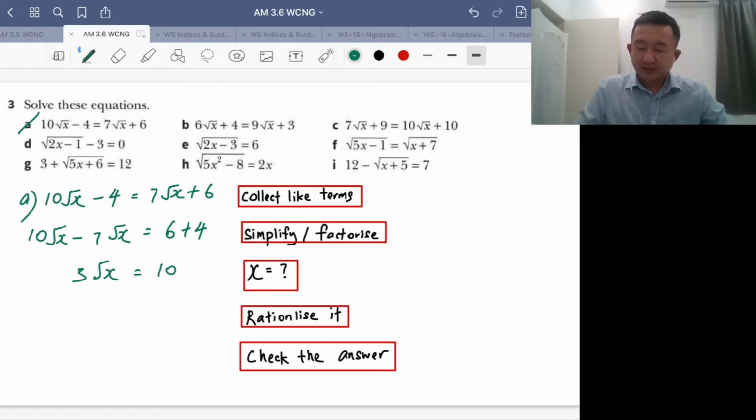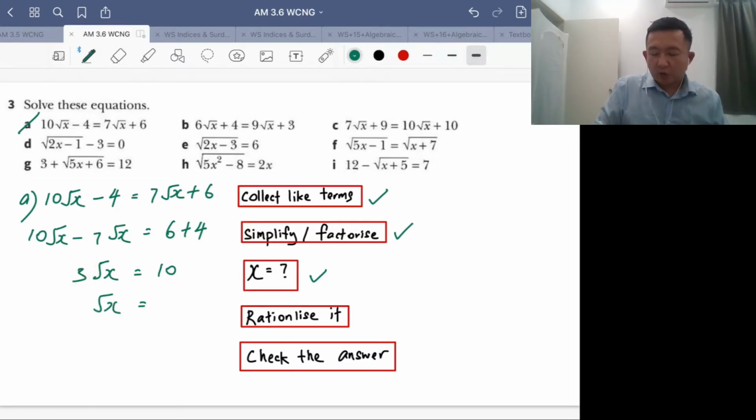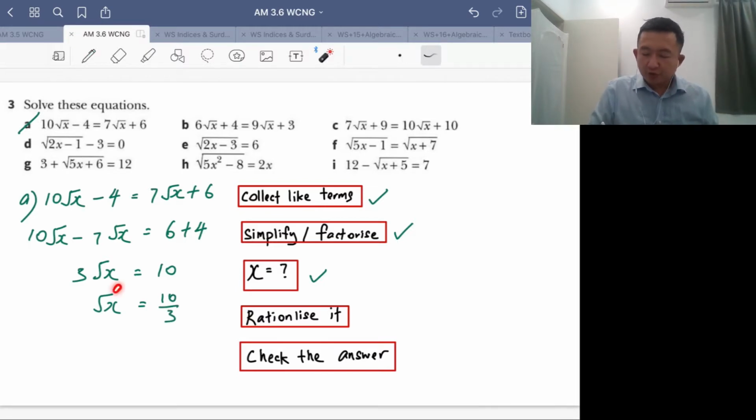So you collect the like terms, you simplify it. The next thing is you need to express x as the subject. In order to do that, I will have to move this to the other side. I have 10 over 3. Last step, I'm going to move this square root to the other side. I have 100 over 9.